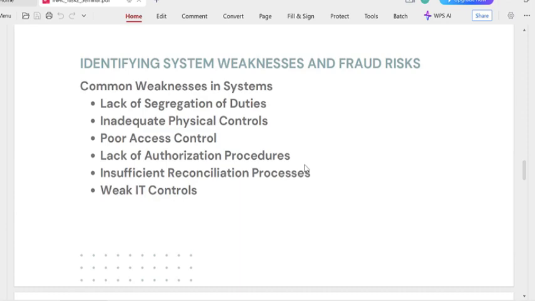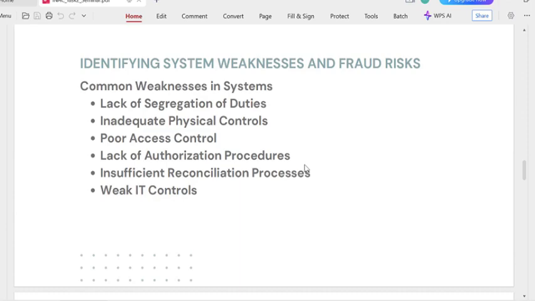Okay, so you have identified one weakness. You're going through a scenario and you realize there is no segregation of duty, so that's the identification of the weakness. And we can have inadequate physical controls. Your storage room is not locked. Anyone can walk inside and steal the inventory. So that's another example of weakness. Then we have poor access control.